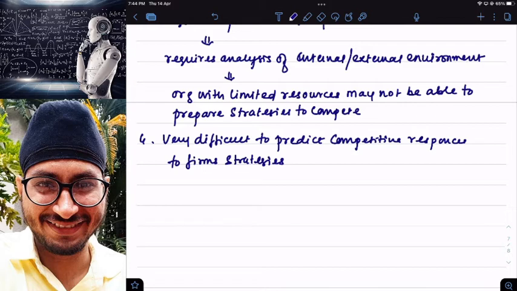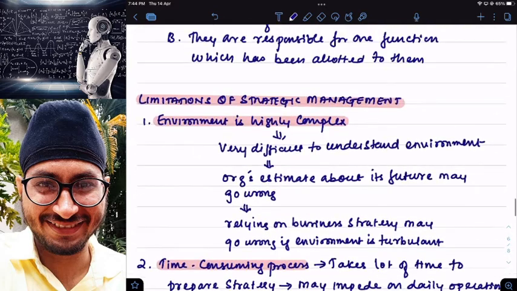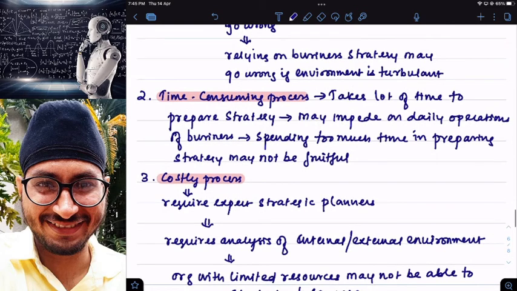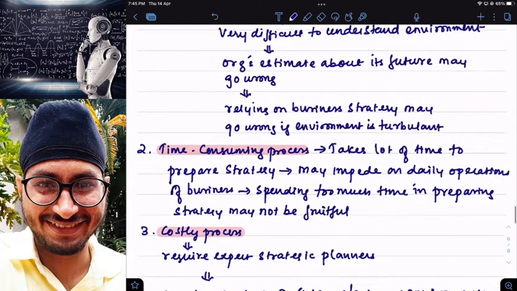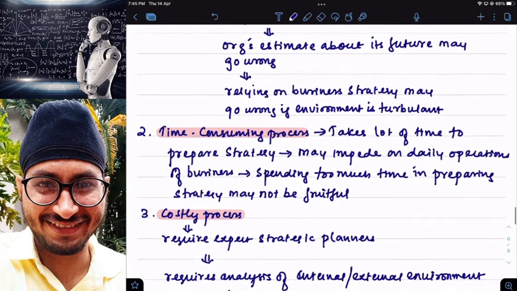So what are the 4 problems we face in strategic management, sir? Problem number 1, the environment is highly complex, that is very difficult to understand. Problem number 2, it's a time consuming process, it takes a lot of time, sir. And if I focus most of my time on preparing a strategy, my day-to-day operations will get impacted. Plus hiring experts and analyzing the internal and external environment is very costly. Plus it is not that easy to determine what my competitor will do if I launch a particular product or service. We don't know, anything may happen. So these are nothing but limitations of strategic management.